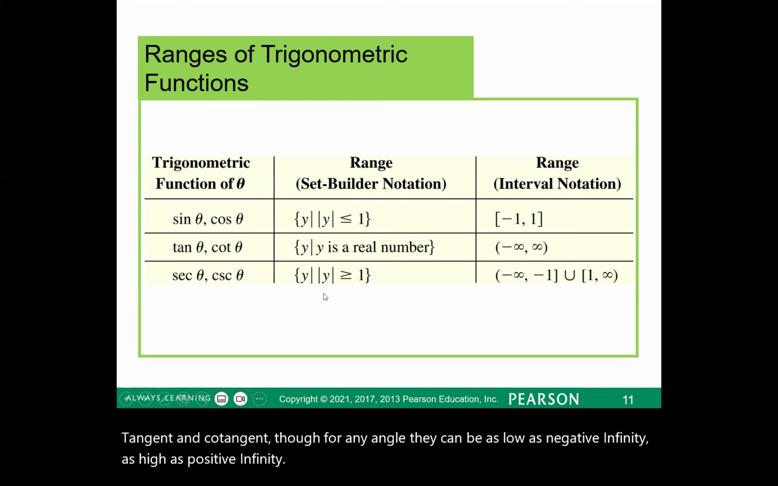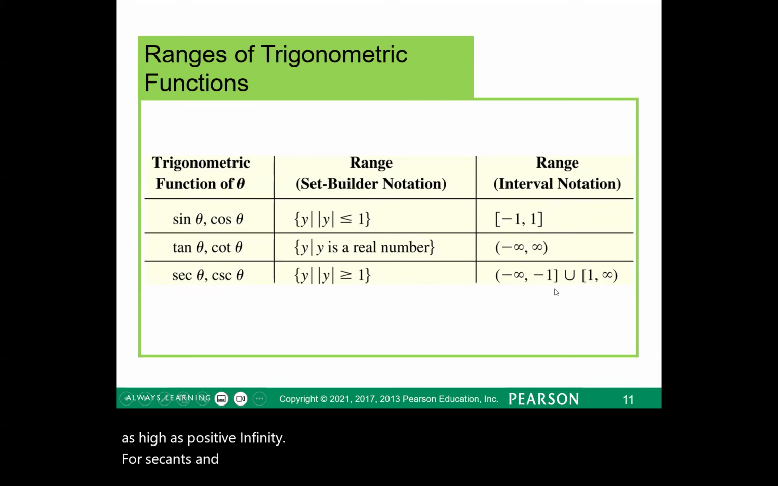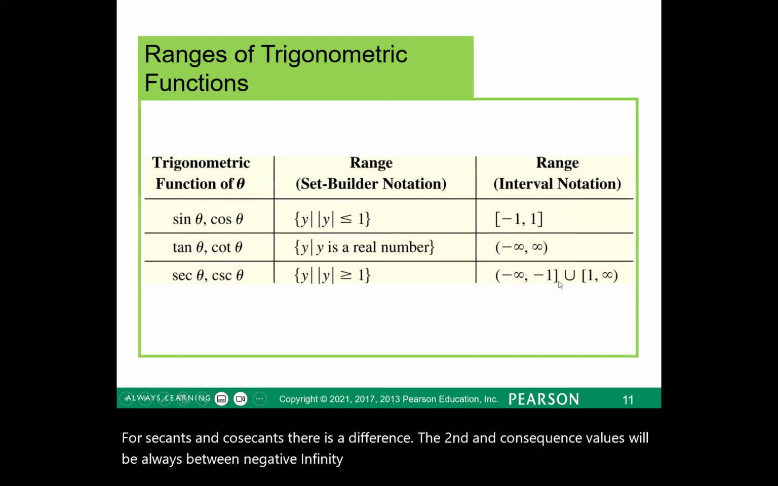For secant and cosecant, there is a difference. The secant and cosecant values will always be between negative infinity and negative 1, or from 1 to infinity. So as you can see, there's a gap from negative 1 to 0 and 0 to 1.